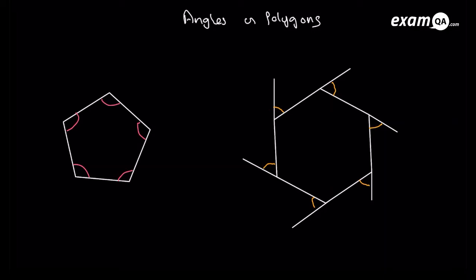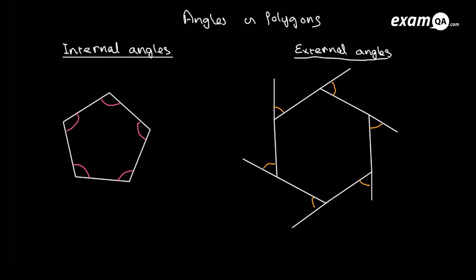In this video, we're going to be looking at angles in a polygon. Okay, so we've got some ground rules we need to look at first. On the diagram on the left, we've got internal angles, or you can call them interior angles. And the diagram on the right, we've got external angles, or you can call them exterior angles. Now, there is a link between the two, and we're going to have a look at that in a moment.